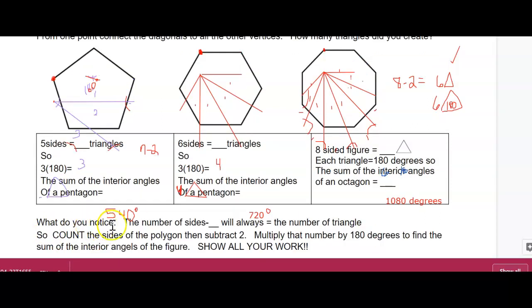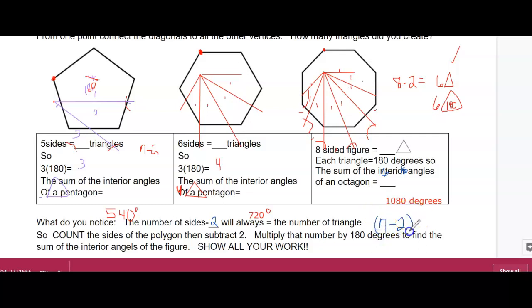Over here where it says, what do you notice? The number of sides will always equal the number of triangles. Oh, the number of sides minus 2. So right here, put the number 2. The number of sides minus 2 will always equal the number of triangles. So that's n minus 2 is the way we write it. So all you do is write n minus 2.